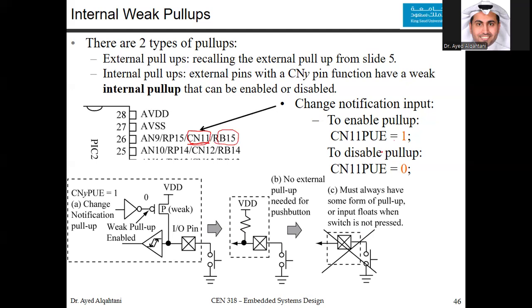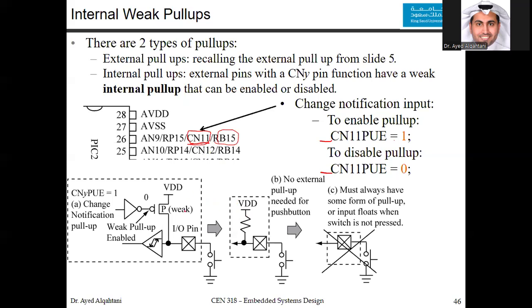And we will see many examples through this lecture and other lectures. Also remember to use the underscore. You must have the underscore since this is a single bit. If you use, for example, RB14, then the associated change notification, or the associated internal pull-up, is CN12.